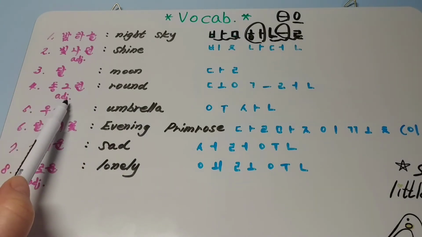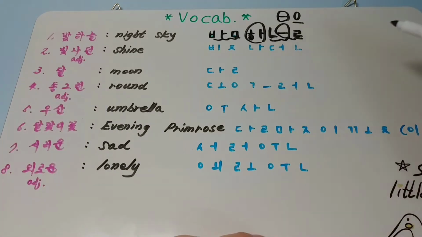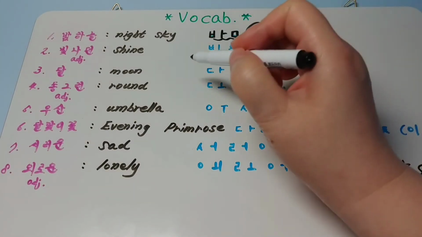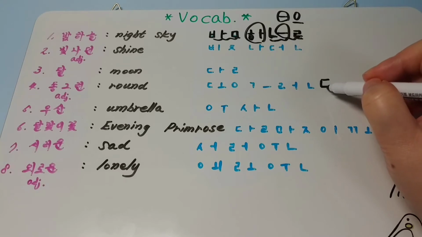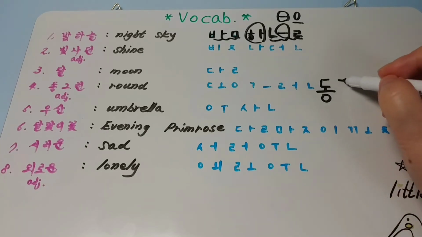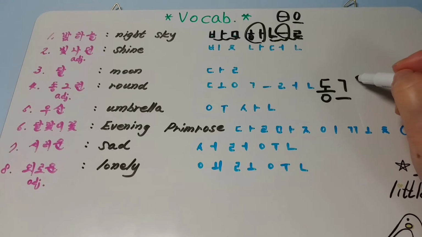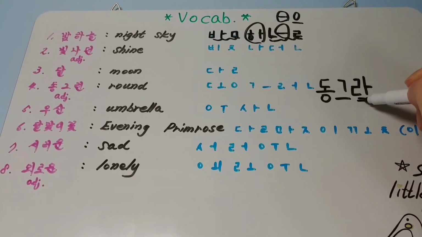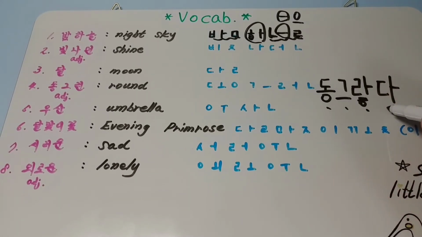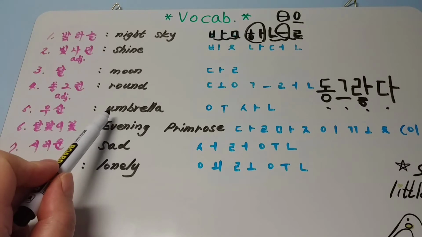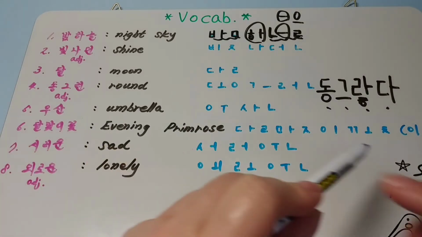Donggeuran is an adjective, so the basic form is donggeurata. Here, tigeut, o, ieung, giyeok, eu, nieun, rieul, a, hieut, tigeut, a, donggeurata, round. It means round. Number 5, usan. This is an umbrella. Usan.